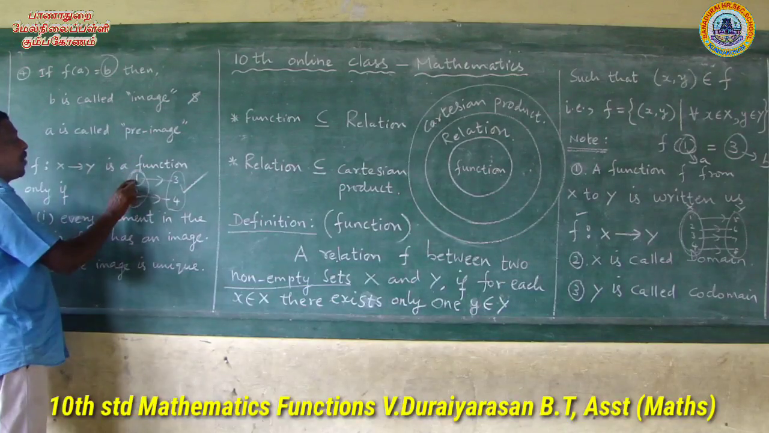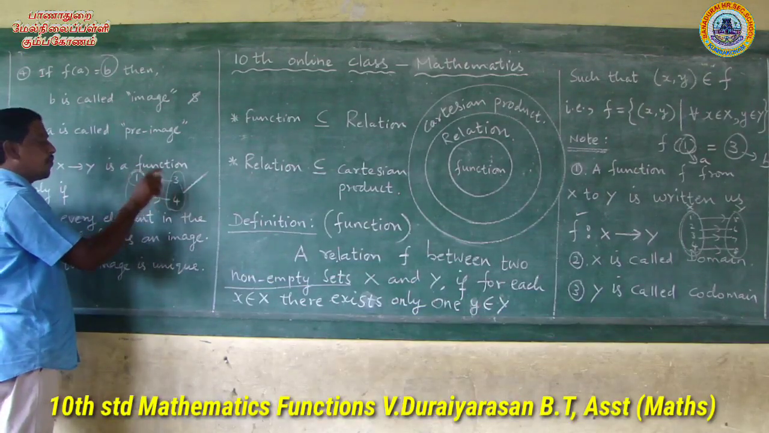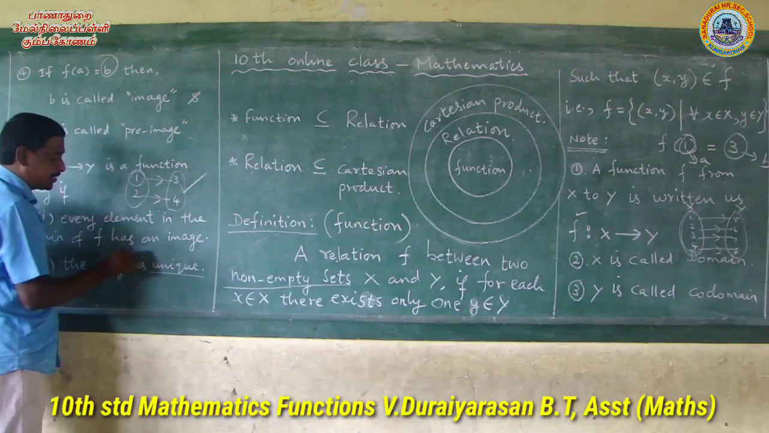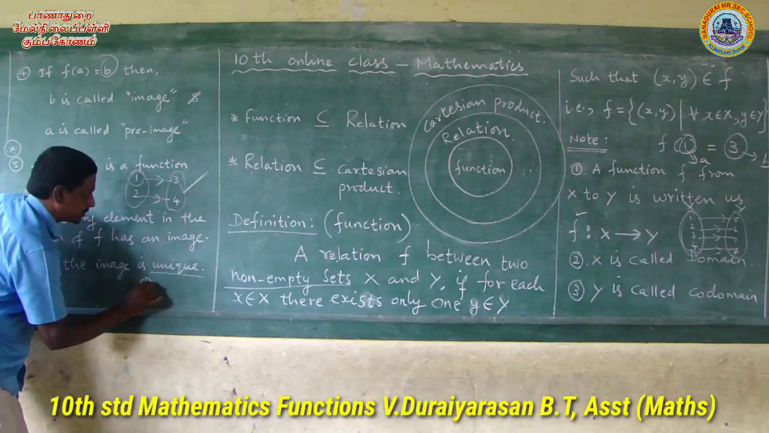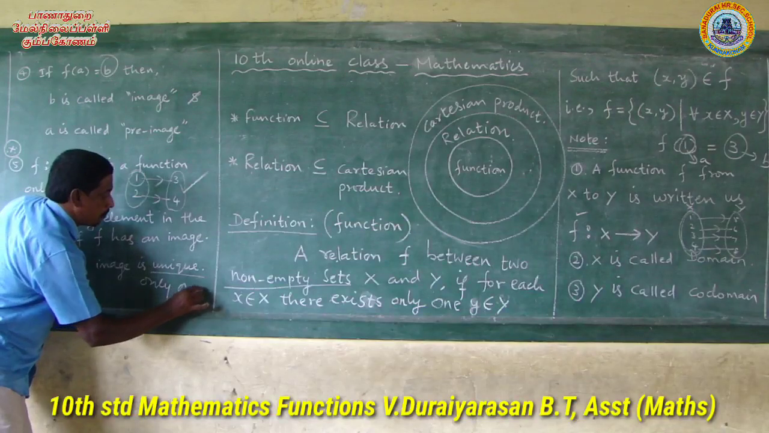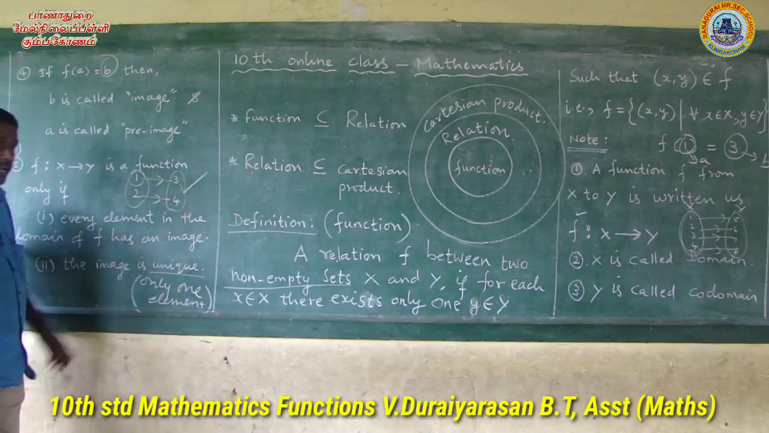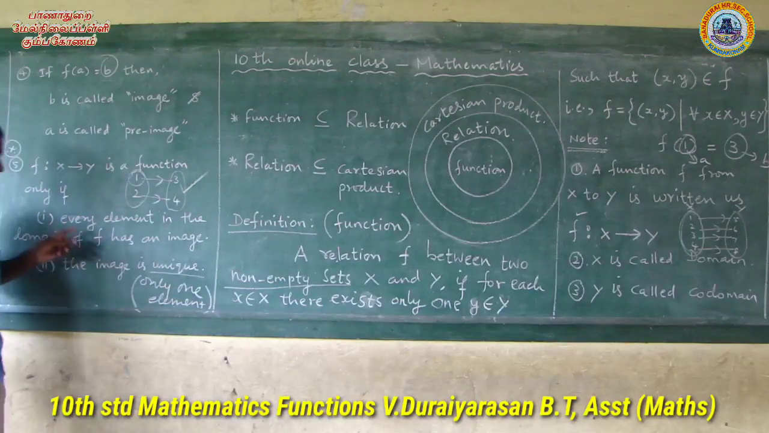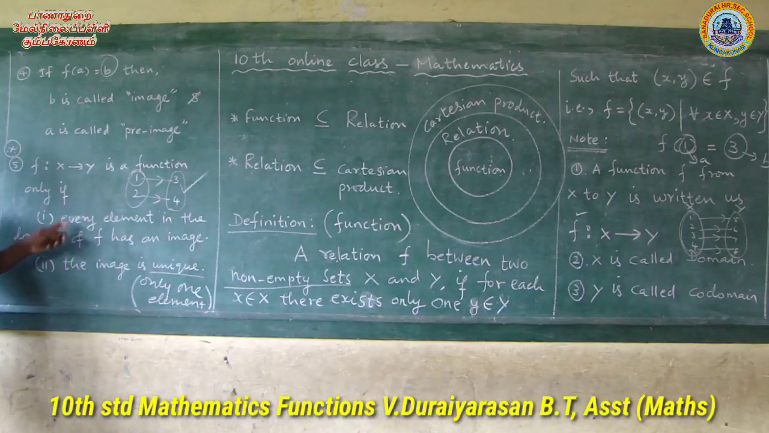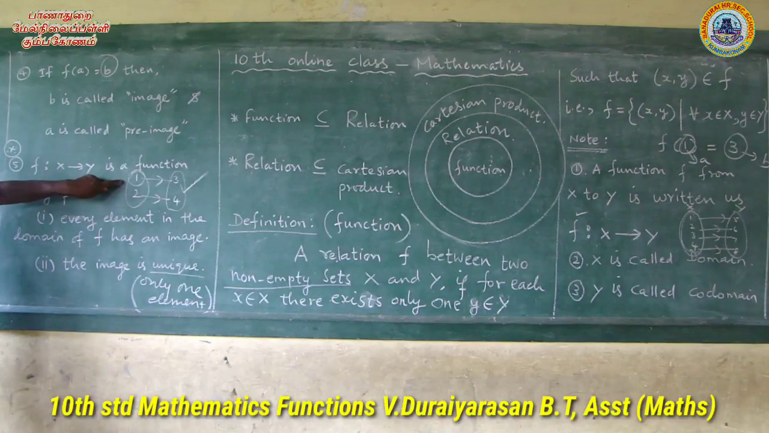The pre-image 1 has an image of 3, only one element. What is unique? Unique means only one. So it satisfies the two statements. So the given arrow diagram is a function. Hence it is a function.